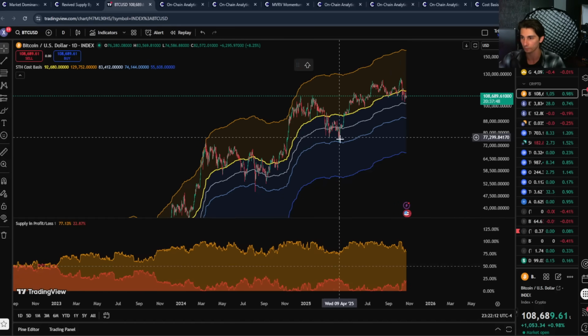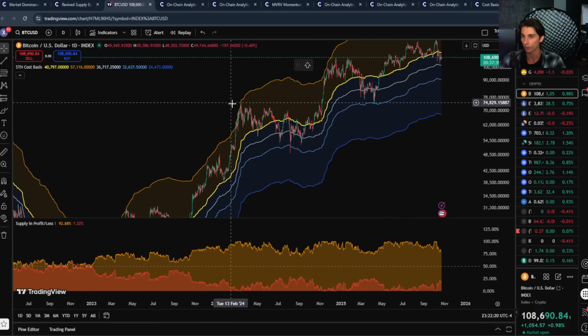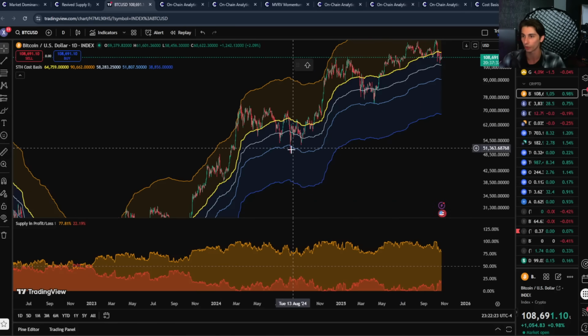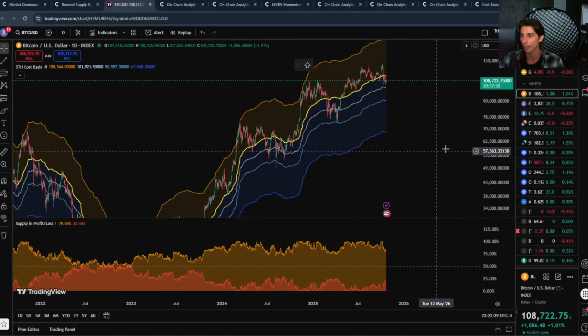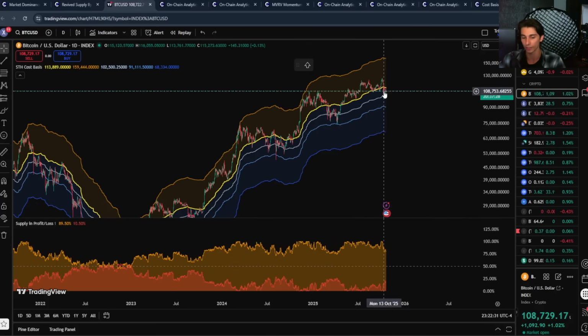And we've seen this happen in the pullback from around 109 to 75. We hit this level right here at around 74K, and we bounced pretty much off of that level. And we also saw it when we hit from 72 to around 50K, we bounced pretty much off of this level. It's basically the standard deviation bands between the short-term holder cost basis.